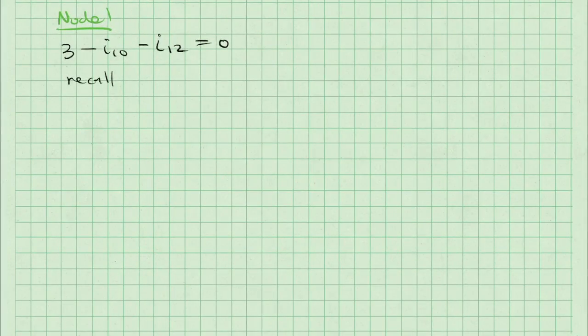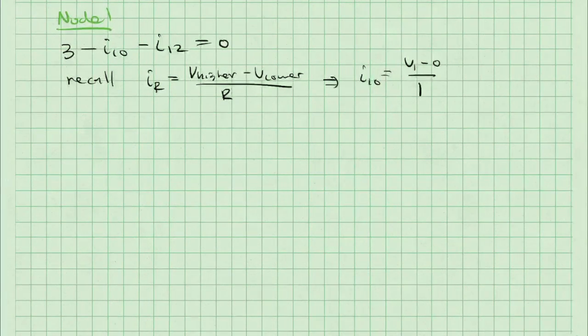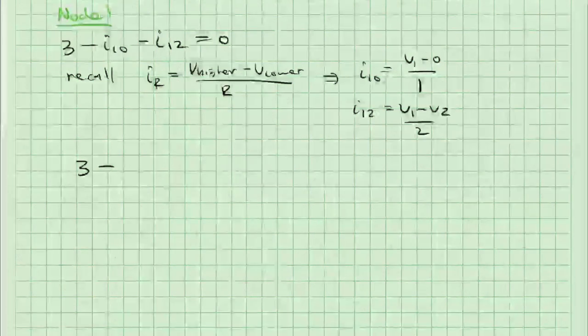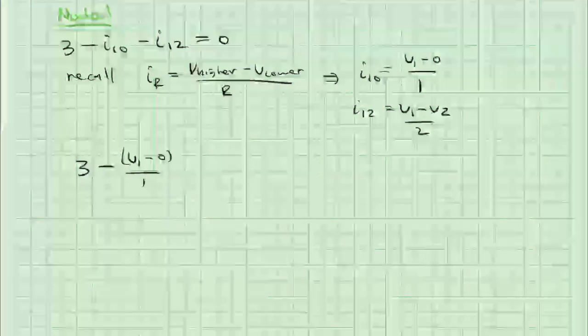To apply Ohm's law here, I recall that the current through a resistor is equal to the voltage drop across that resistor, V higher minus V lower, divided by the resistance. So I1 to 0 is going to be V1 minus the lower voltage, which is 0, divided by the resistor between them, which is 1. And I1 to 2 is going to be V1 minus V2 over 2.